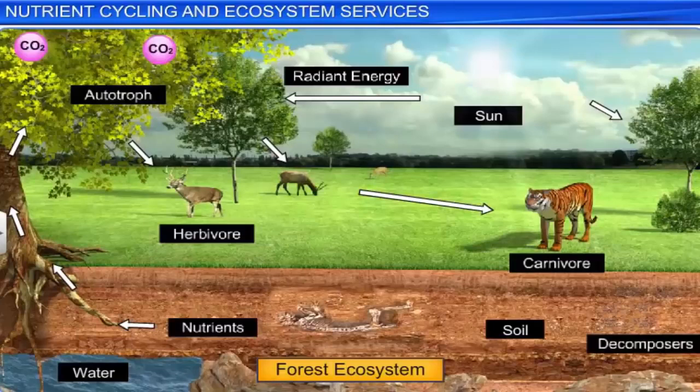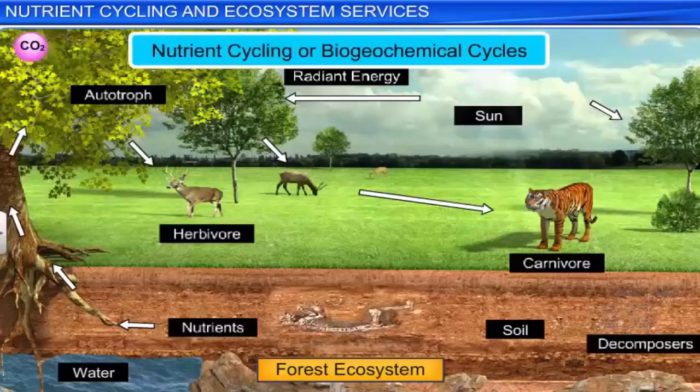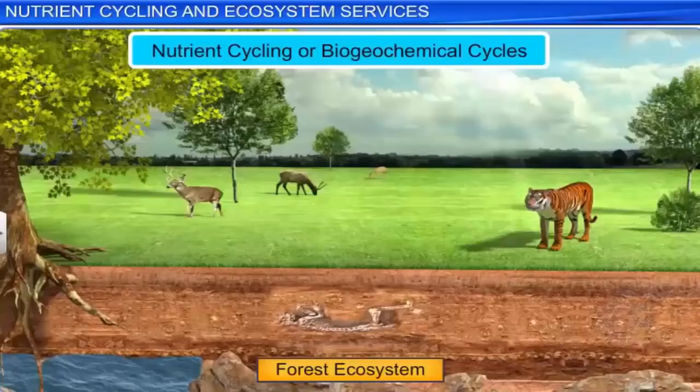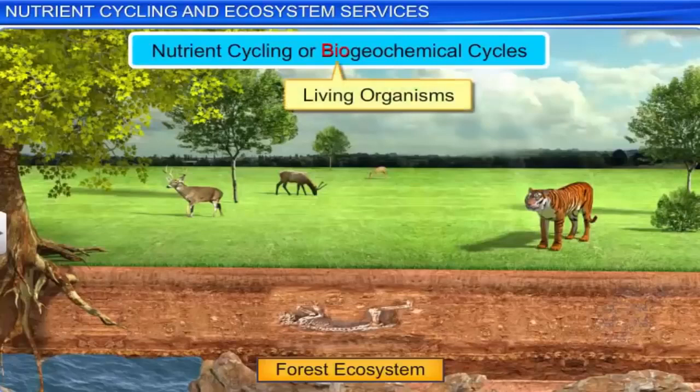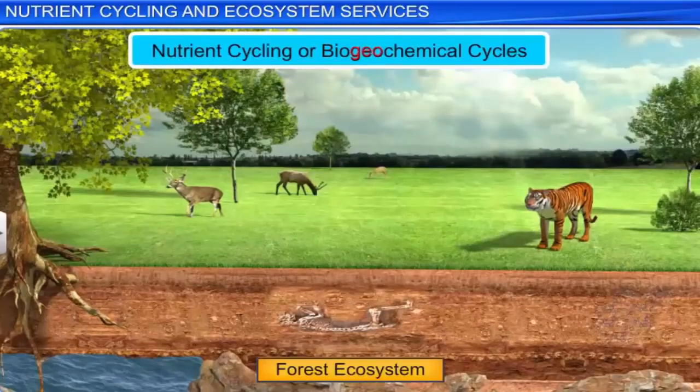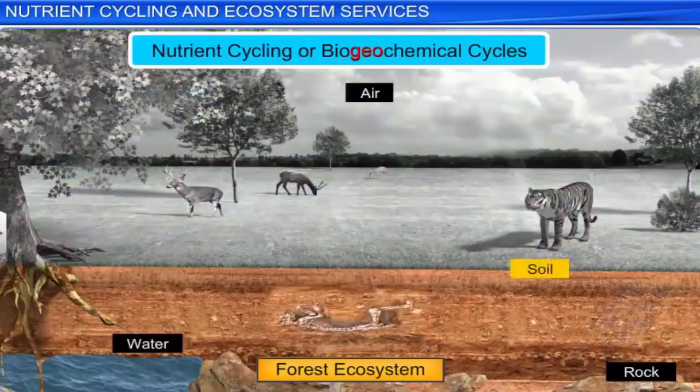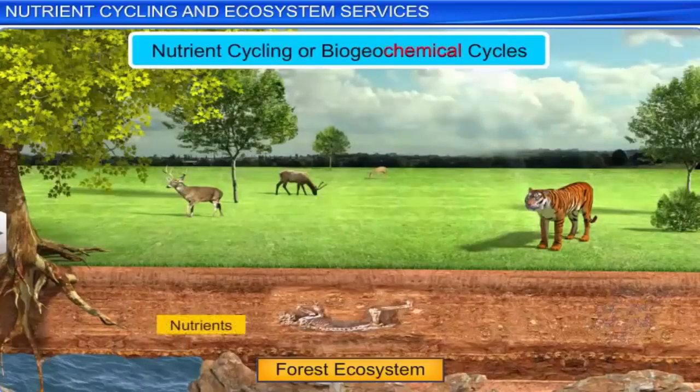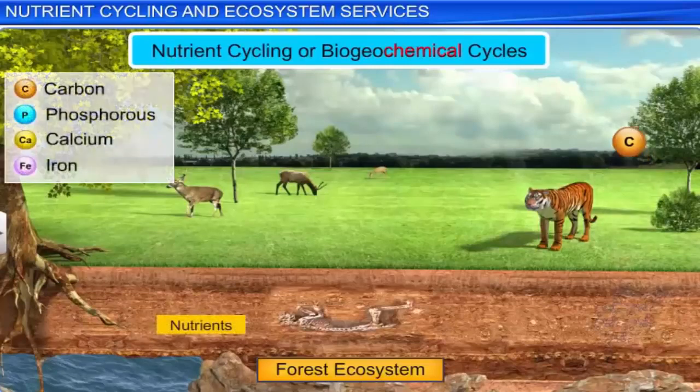This cyclic movement of nutrient elements between organisms and the environment is known as nutrient cycling or biogeochemical cycles. Here, bio refers to living organisms and geo refers to water, rocks, air and soil on the earth, and chemical refers to nutrients such as carbon, phosphorus, calcium and iron, to name a few.